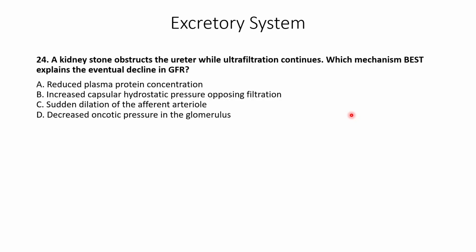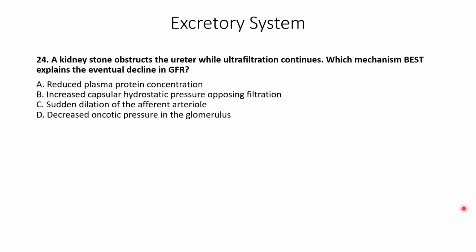Yeah, great. Good job. So the guys who answered B, you're absolutely right. That's the correct answer, which is you would have increased capsular hydrostatic pressure that opposes filtration. So why is that the answer? When the urine can't drain out because of this obstruction, fluid is essentially accumulating in the kidney, in the Bowman's capsule. And this raises the capsular hydrostatic pressure. Makes sense? And this directly opposes filtration. So as this pressure approaches glomerular pressure, the net filtration pressure will become close to 0, and that would again cause a problem with filtration.